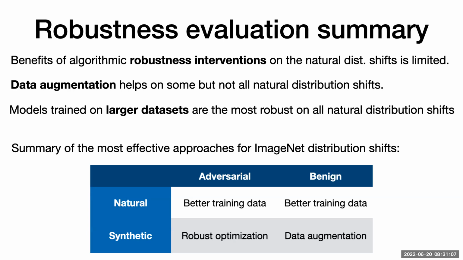Cool. Any questions about this so far? Is there any fundamental difference between the adversarial perturbations and the natural distribution shifts on the left? They seem to perform very differently. Yeah, that's a really good question.